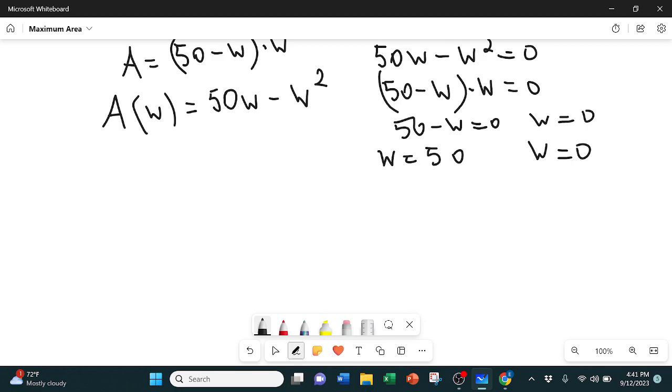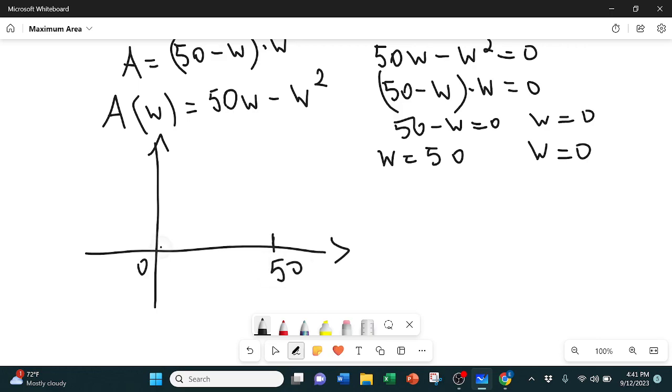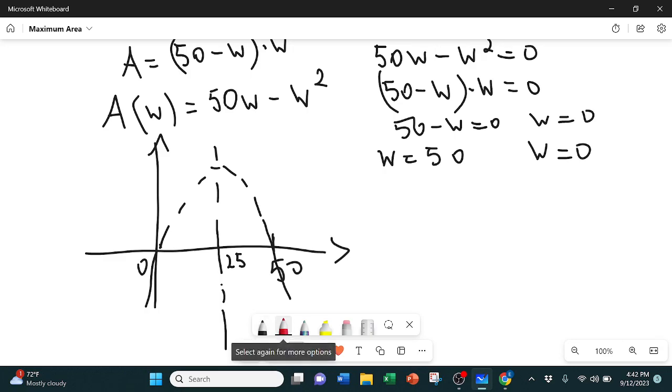Since this is a quadratic function, we can draw the graph knowing the zeros of the function: 0 and 50. The axis of symmetry of the parabola goes in the middle of 0 and 50, which is 25. And the parabola will be this one. So that is the graph of the parabola.